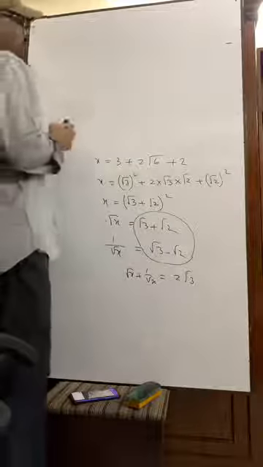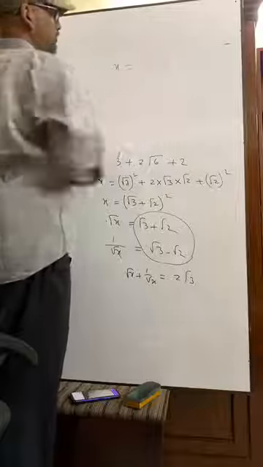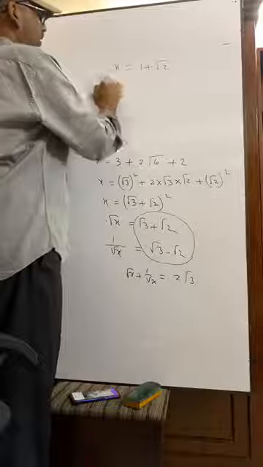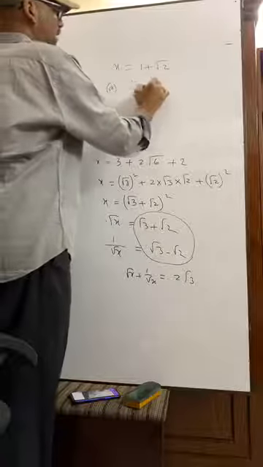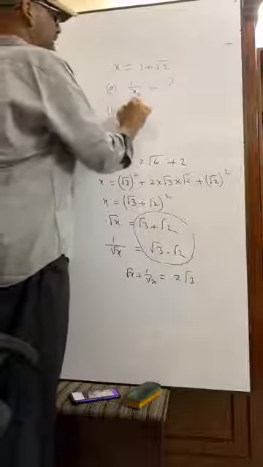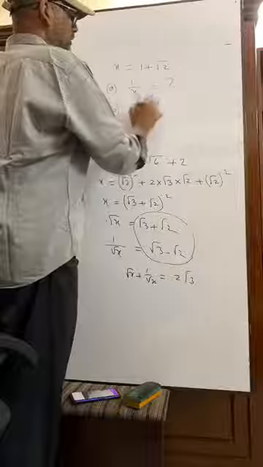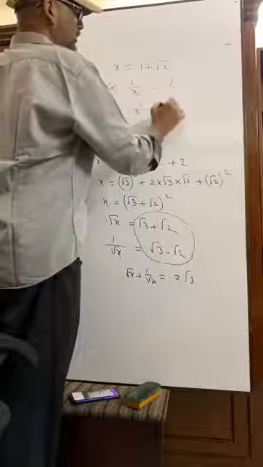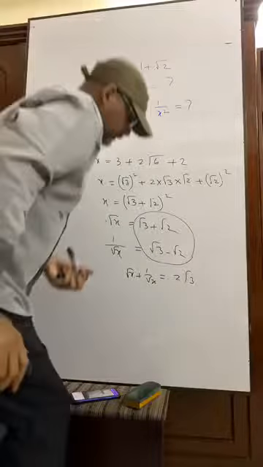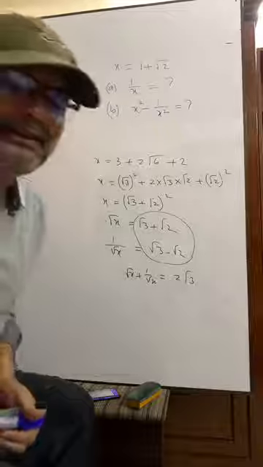This is the math for you. x equals 1 plus root over 2. Question number A: 1 by x equals what? Number B: x square minus 1 by x square equals what? Do it. The easiest math I have given to you.